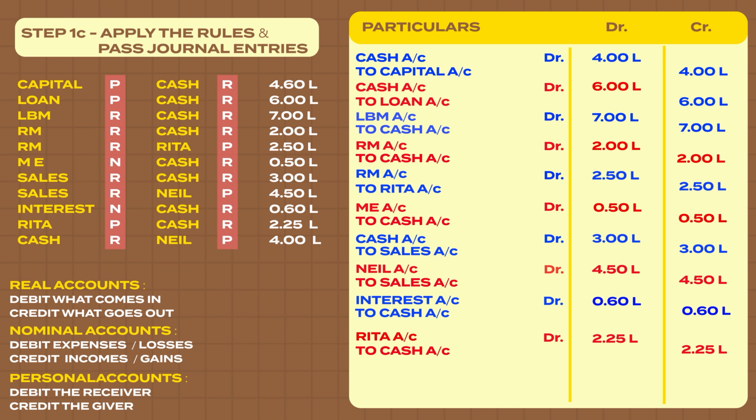And when Neil pays you, the two account heads are cash and Neil. Cash is real, Neil is personal. When Neil pays you, cash came in, so debit what comes in. Cash account debit 400,000 and credit the giver. Neil is the giver. Step number 1 is over. We had to pass journal entries. We have passed journal entries for each of these items.